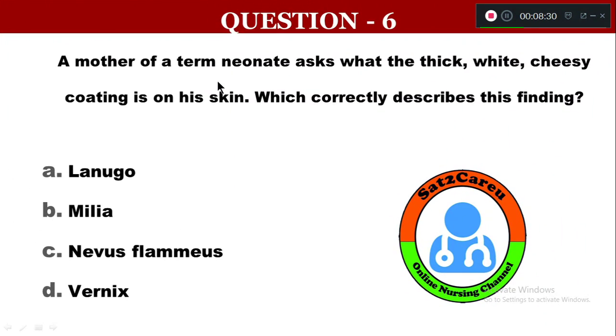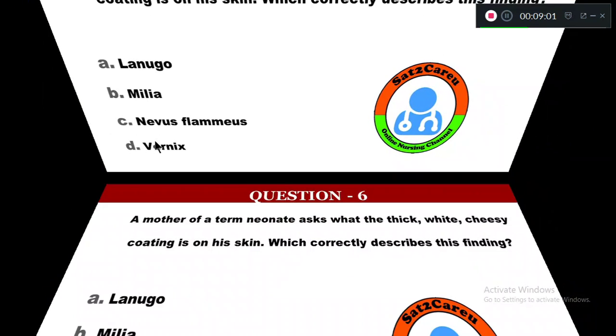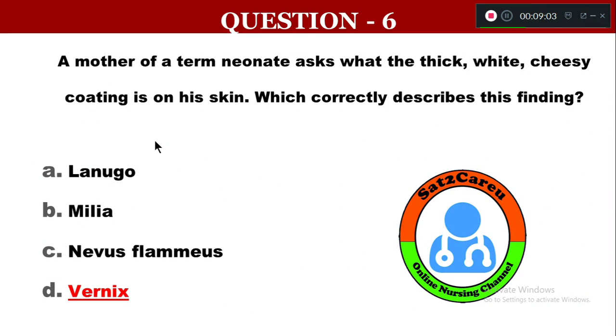Move on to question number 6. A mother of a term neonate asks what the thick white cheesy coating is on his skin. Which statement correctly describes this finding? Option A, lanugo. B, milia. C, nevus. Option D, vernix. So the mother is asking about the thick, white, cheesy coating layer on the skin of her newborn baby. The right answer is option D, vernix.